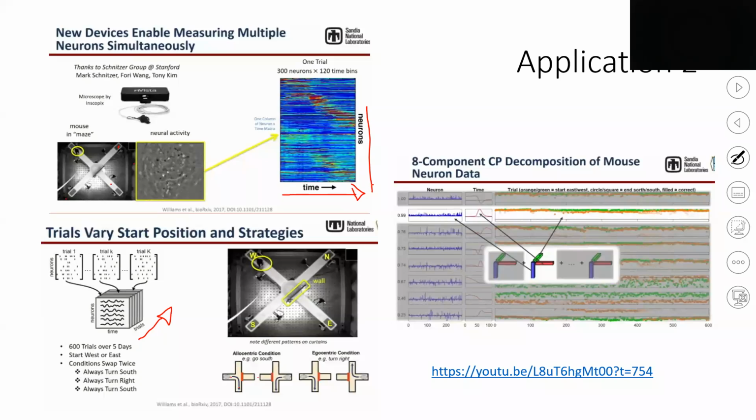They decompose the data into 8 components. Some activity for neurons, for the time, for the trials. Trials are separated by which position they start from. I think they give a reward to this animal. So you start from this position and you can search and find the reward.